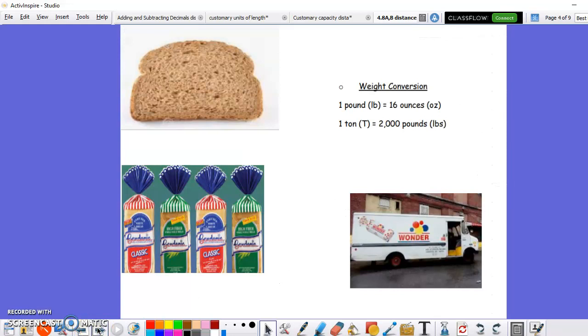So one way to think about pounds, ounces, and tons: one slice of bread weighs about an ounce. 1 pound is about a loaf of bread, and 1 ton is the actual bread truck itself. So that kind of gives you a visual of how much each piece weighs, or what is equivalent to it, things that you would see.